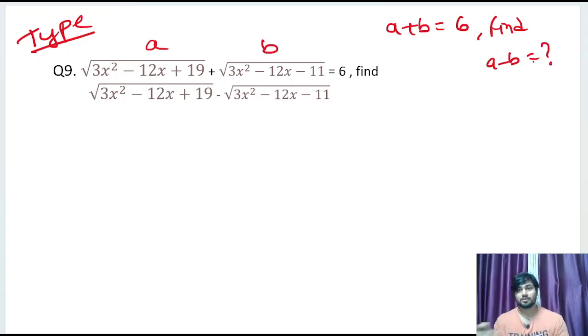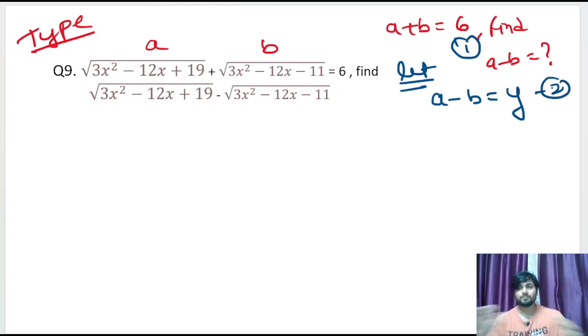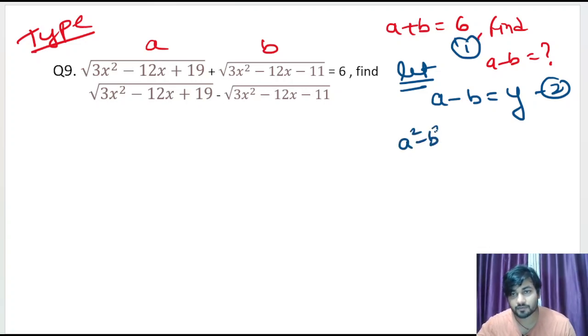Whenever this type of question comes, what you will do is simply say, let A minus B is equal to y. This is my equation 1, this is my equation 2. Let's multiply 1 and 2, because when I multiply 1 and 2, I get the formula of A square minus B square. So I'll get A square minus B square after multiplying 1 and 2, and this will be 6y.